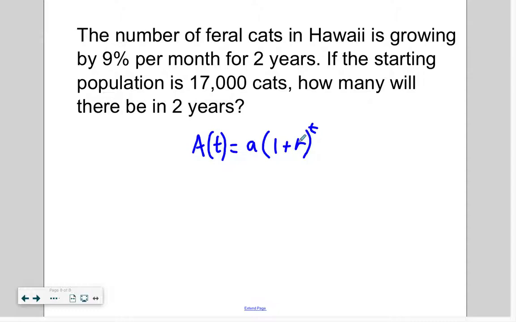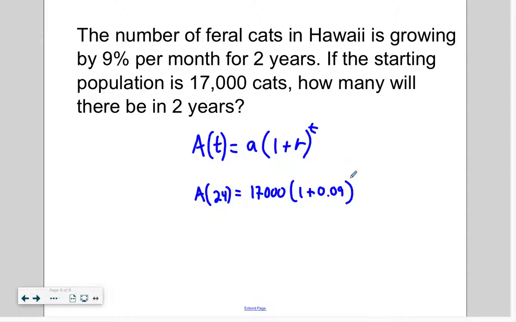So if we want to figure out how many feral cats there will be in 2 years, well, we want to know the final amount, right? So we say A of, and we're not going to do this in years because the rate is in months. We're going to have to convert 2 years to months, so we'll say A of 24 is equal to our starting amount, which is 17,000, times 1 plus 9% as a decimal is 0.09. That is positive only because it says the number of feral cats in Hawaii is growing. That's why we add 0.09, and I have to turn 9% into a decimal.